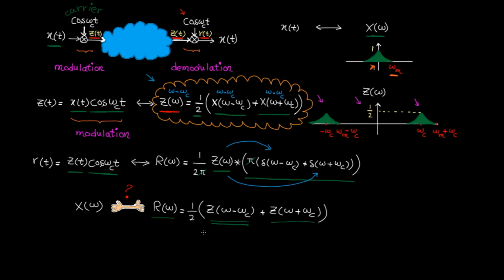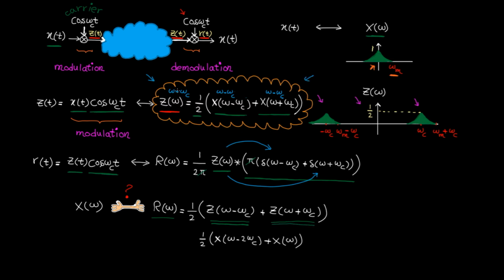So we get 1/2 X(ω minus ωc). Minus ωc is minus 2ωc. Plus, here minus ωc is cancelled by ωc, and we get X(ω). The same story for this term.